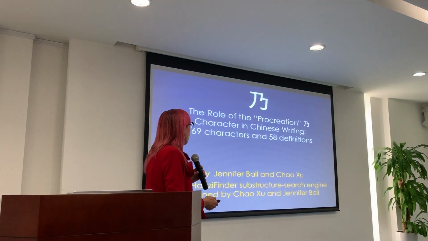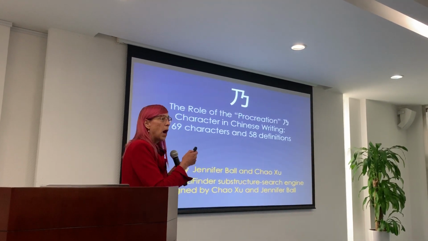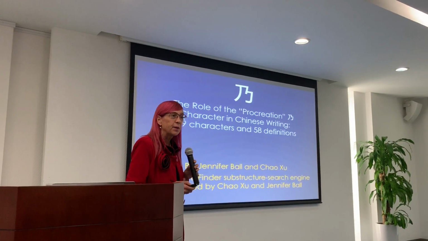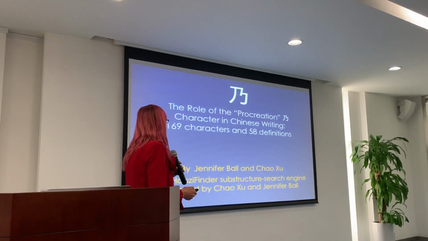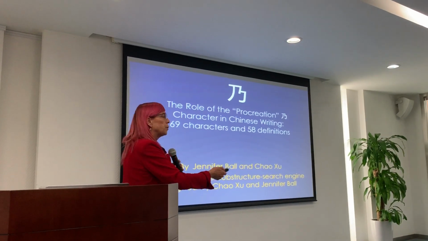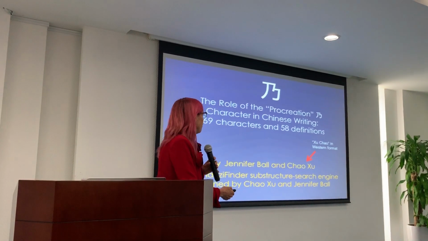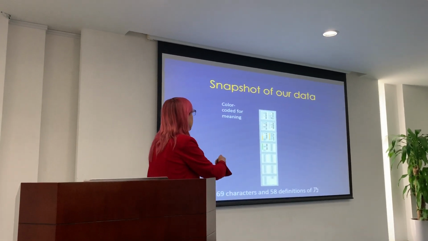HanziFinder. The role of the procreation character in Chinese writing: 169 characters and 58 definitions. We find a lot of characters that don't have definitions, but they're still valid data. Okay, using the search tool designed by Chao, which is his Western formatted name. Here is a snapshot of our data, 169 characters.